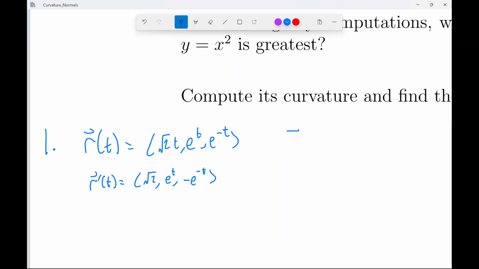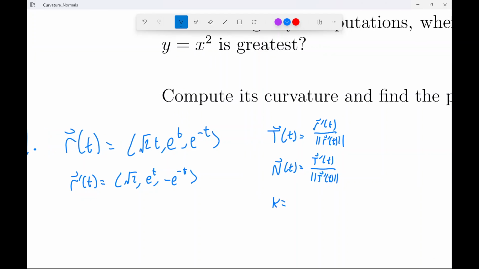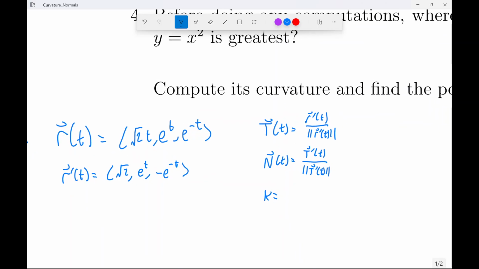And then all we have to do is remember our formulas for the tangent vector, which is r prime of t divided by the length of r prime of t. The normal vector, which is T prime of t divided by the length of T prime of t. And then curvature, which is equal to the length of T prime of t divided by the length of r prime of t.